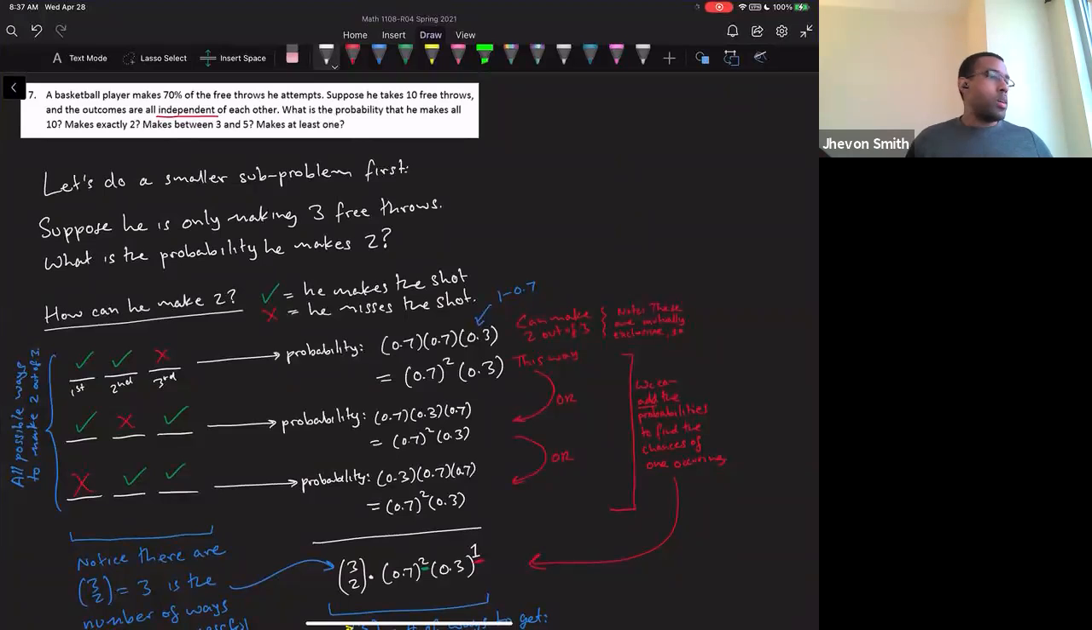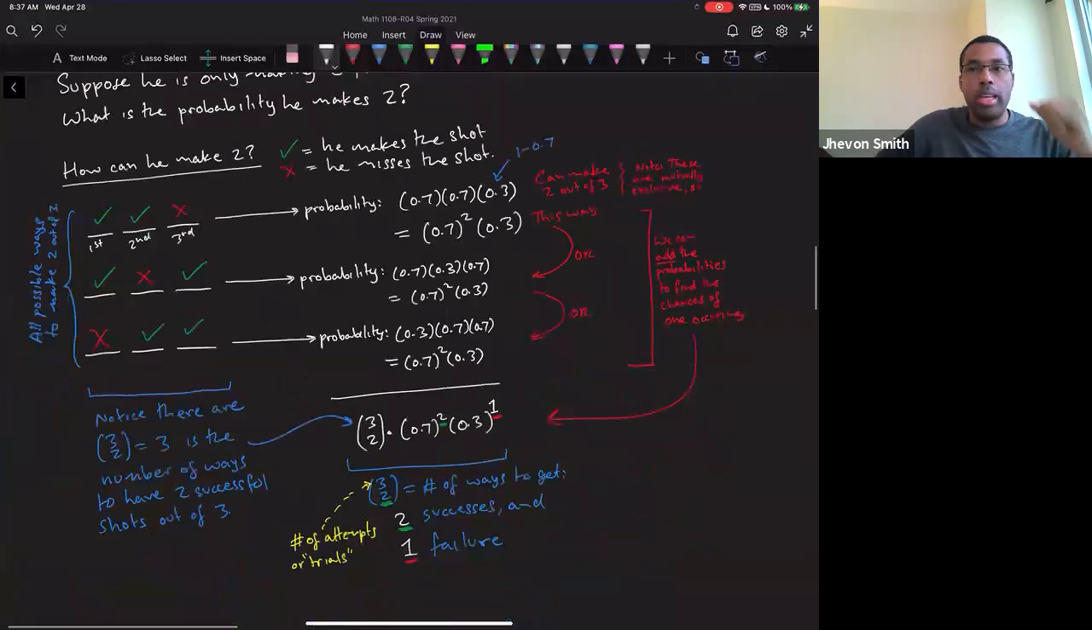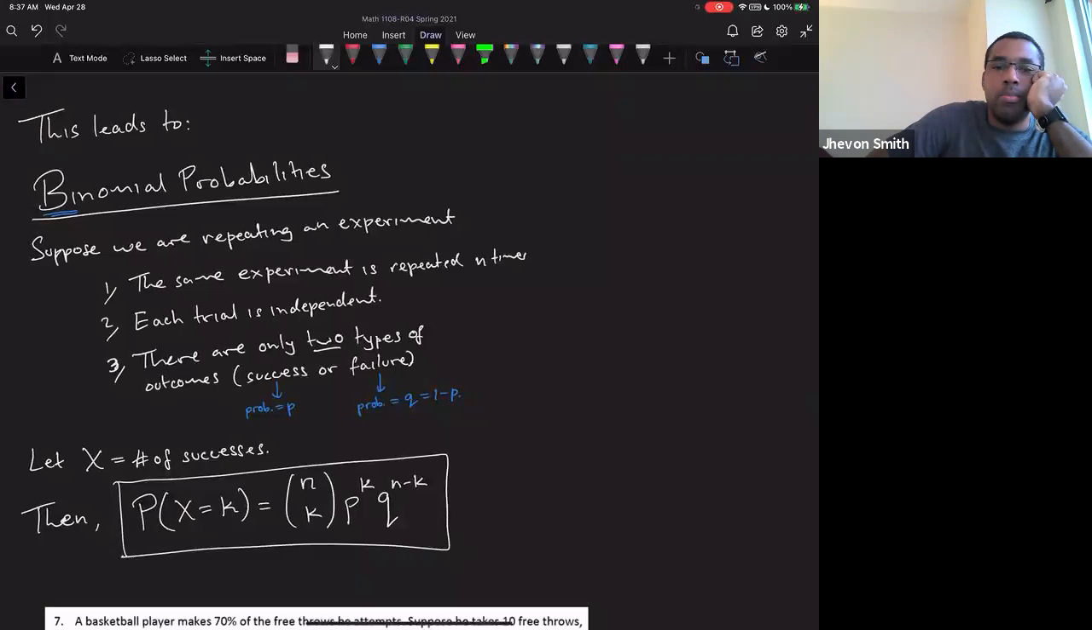Okay, there we go. So this is what we were doing yesterday. Make sure I can see the chat here. We started an example of a basketball player taking shots, free throws, and we wanted to find the probability that he made a certain number of shots, or at least a certain number of shots, or between a certain number of shots. And we figured out that there's a nice little formula that would describe the situation. It's called the binomial probability formula.